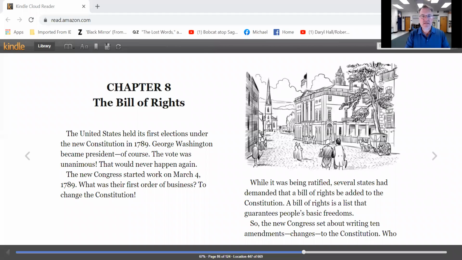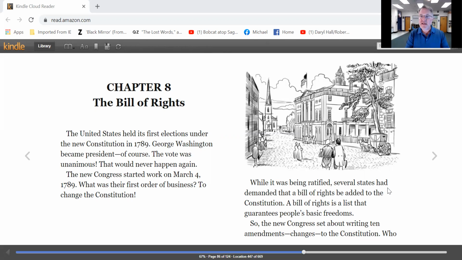The Bill of Rights. The United States held its first elections under the new Constitution in 1789. George Washington became president, of course. The vote was unanimous. Unanimous. Nobody voted against George Washington. That would never happen again. The new Congress started work on March 4th, 1789. What was their first order of business? To change the Constitution. But we just made it. Well, that's what the first 10 amendments are, the Bill of Rights.